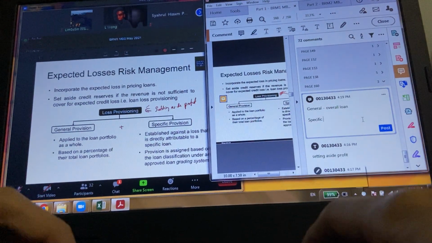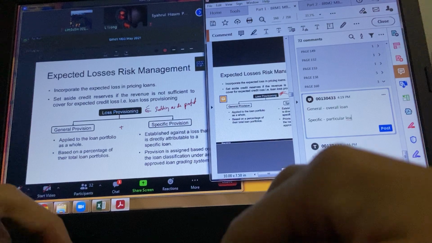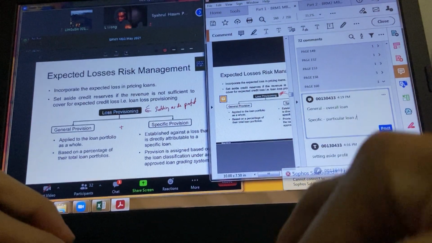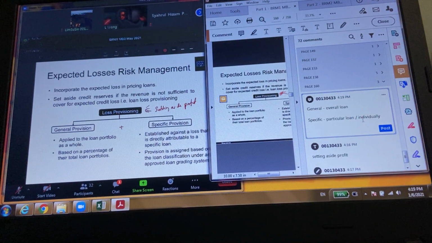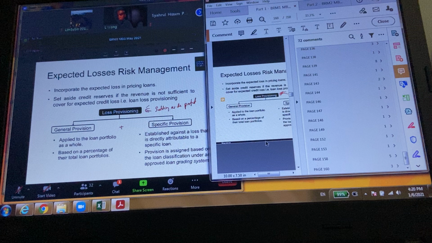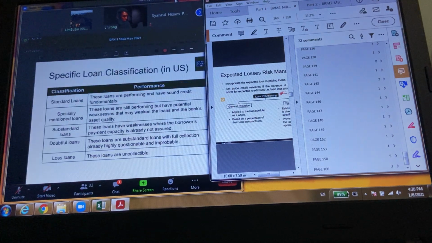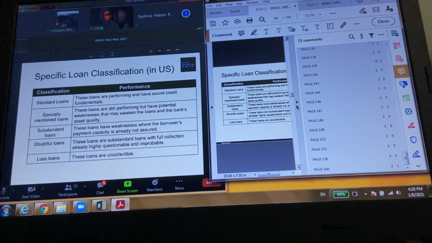So it means individually. Specific provision relates to individual loans. General provision is overall in total without looking at individual loans, right? So you have to set aside both general and specific provision. But when it comes to specific loan provision, when do we make the provision?